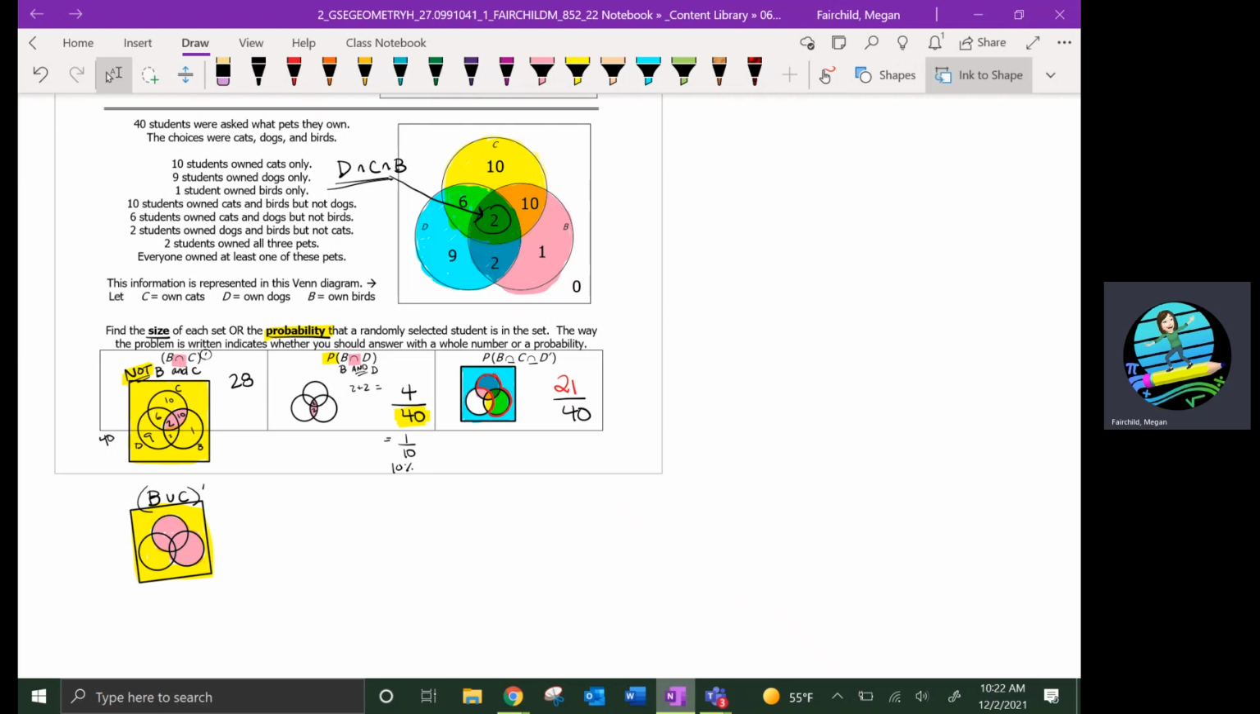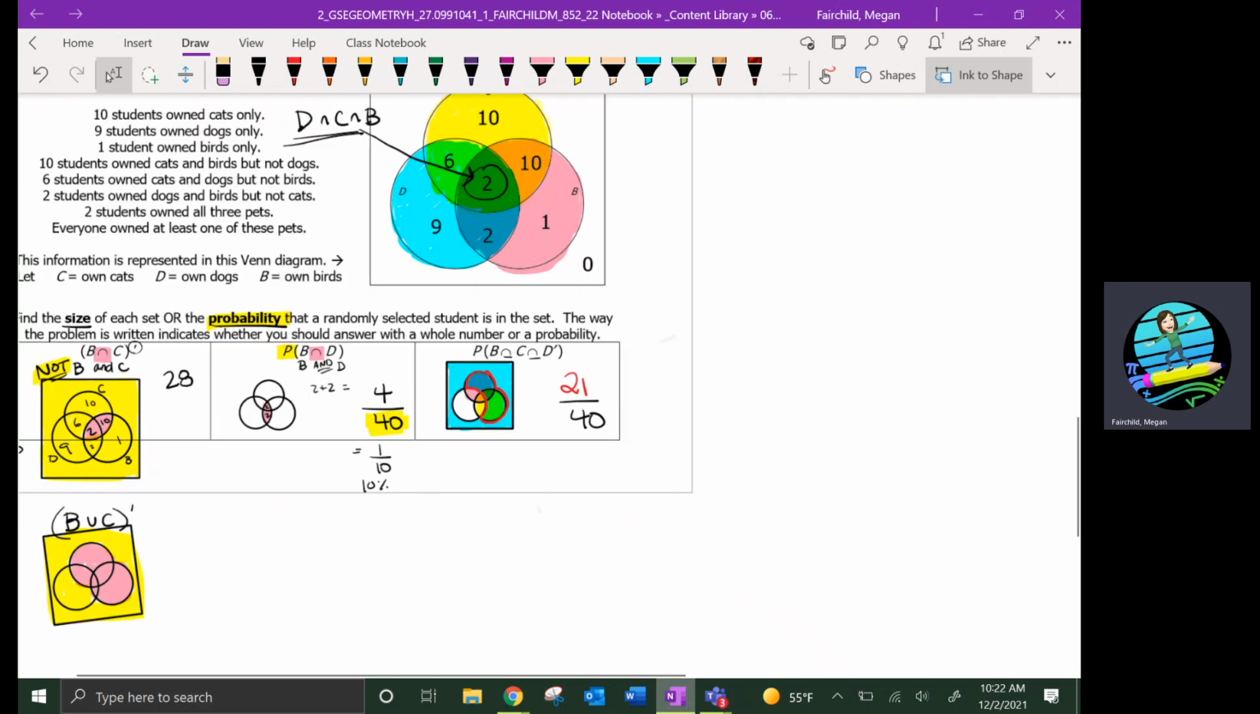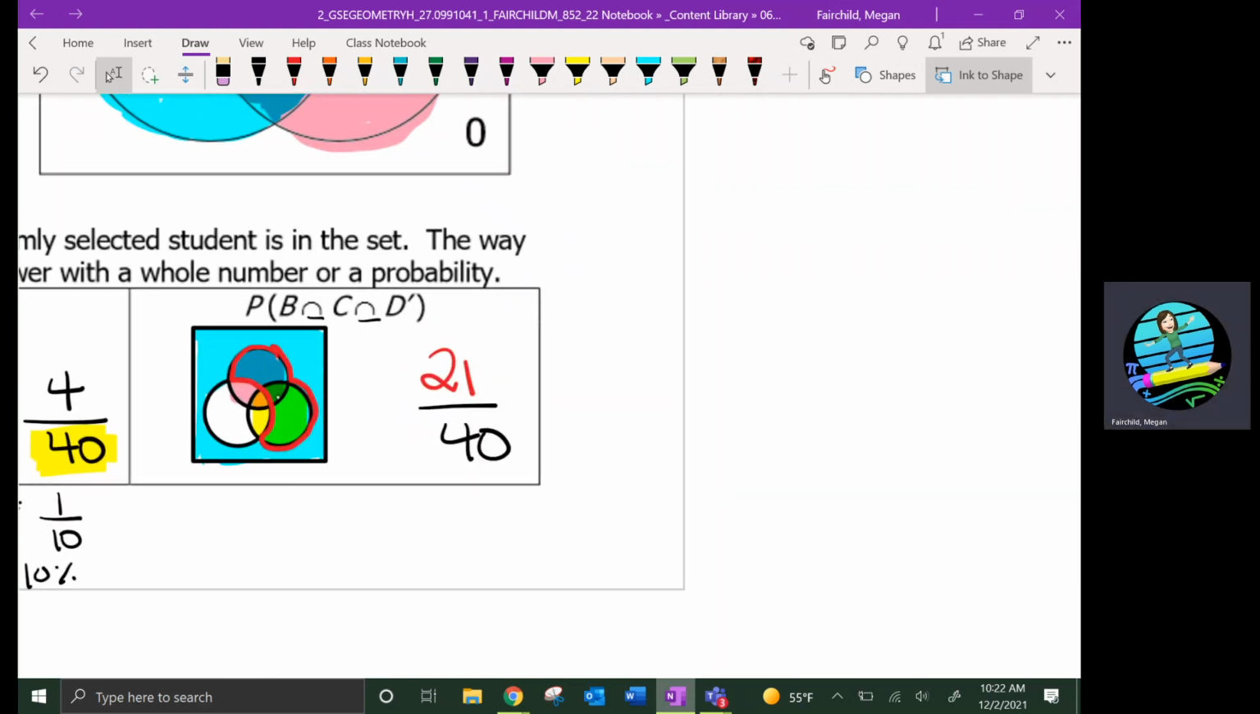I don't know if that's right. I'm looking at it. Yeah, I don't think that's right. I think it's 10. Yeah, because it's like B and C and not. So it's B and C and not. It's this, and then it's not D, so then, yeah, it would just be like this little piece. Yeah, it's 10.